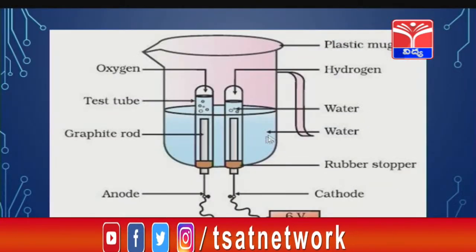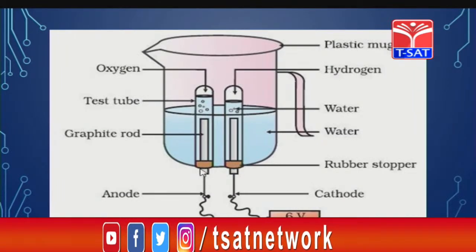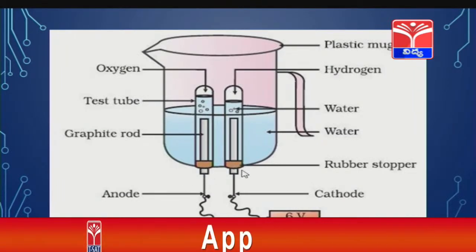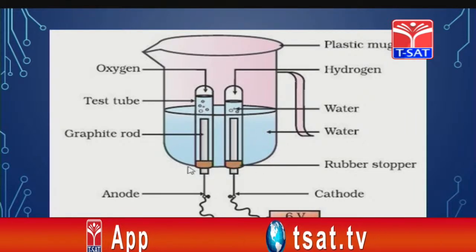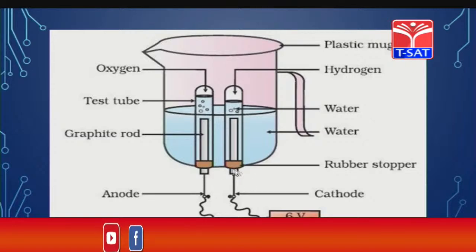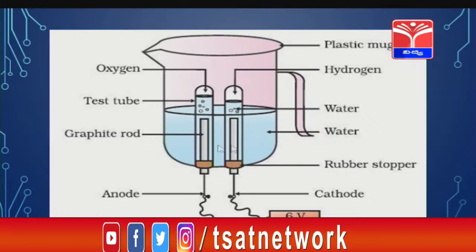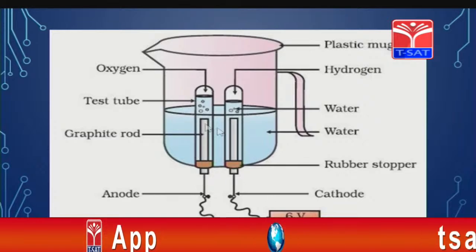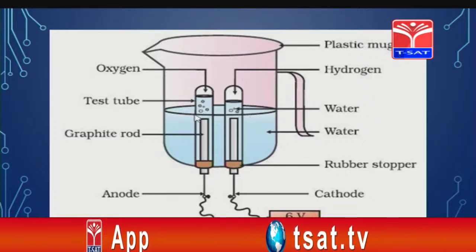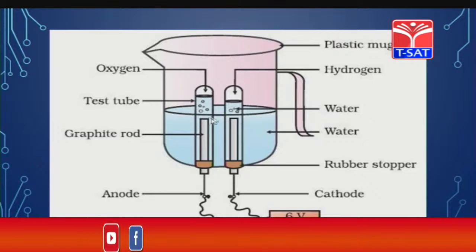So, you can make the setup like this: take a plastic mug, make two holes in the base, and introduce two graphite rods. On these graphite rods, invert two test tubes, and connect these electrodes to a 6 volt or 9 volt battery. Now, in the water add a pinch of salt or hydrochloric acid. Then after some time, when you pass current, you can see bubbles coming out from the electrodes and getting collected in the test tubes inverted over the electrodes.